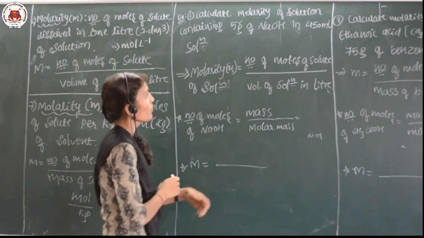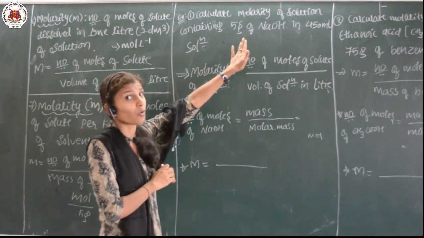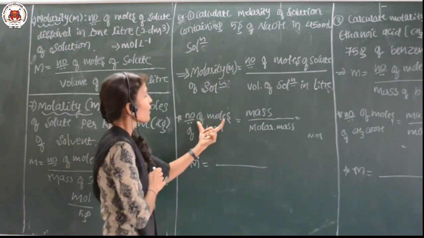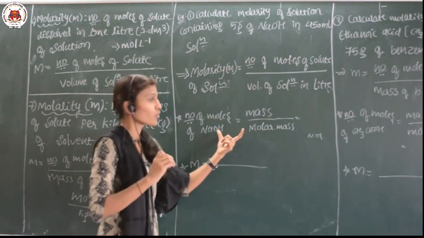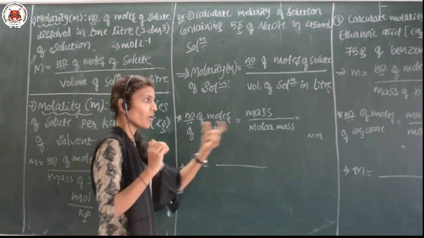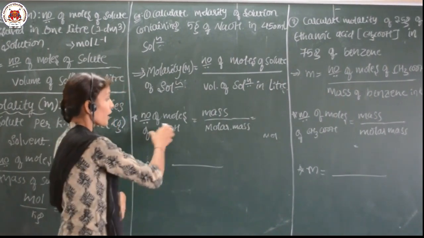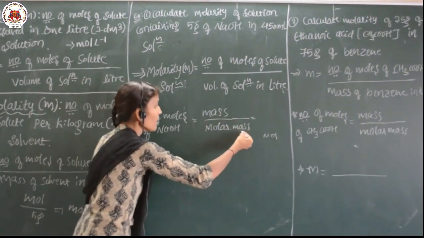So look at the problem. Is there any number of moles of the solute directly given? No. So we have to calculate the number of moles of the solute, that is NaOH. Number of moles of NaOH you have to calculate. What is the formula for number of moles of the NaOH? Mass divided by molar mass.